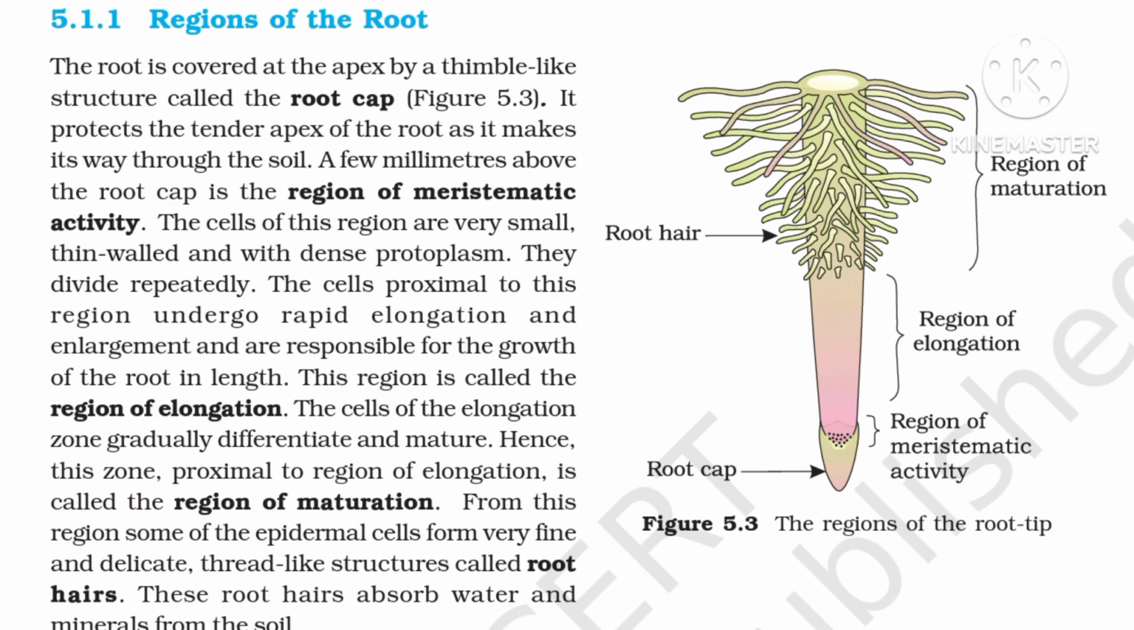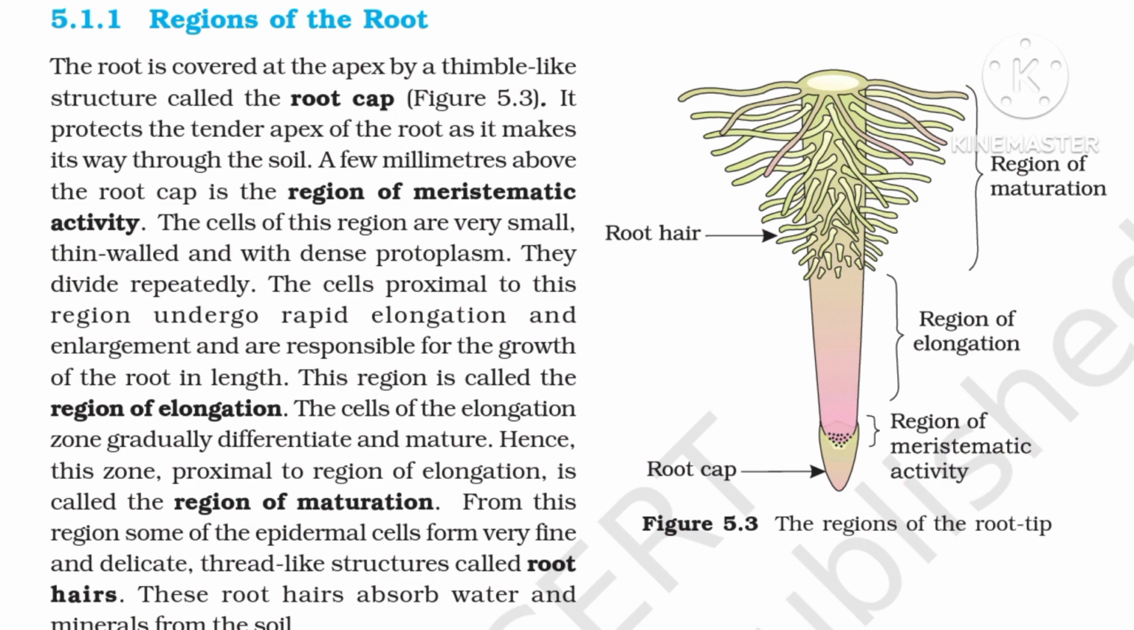Regions of the root. The root is covered at the apex by a thimble-like structure called the root cap, Figure 5.3. It protects the tender apex of the root as it makes its way through the soil. A few millimeters above the root cap is the region of meristematic activity. The cells of this region are very small, thin-walled, and with dense protoplasm. They divide repeatedly. The cells proximal to this region undergo rapid elongation and enlargement and are responsible for the growth of the root in length. This region is called the region of elongation.